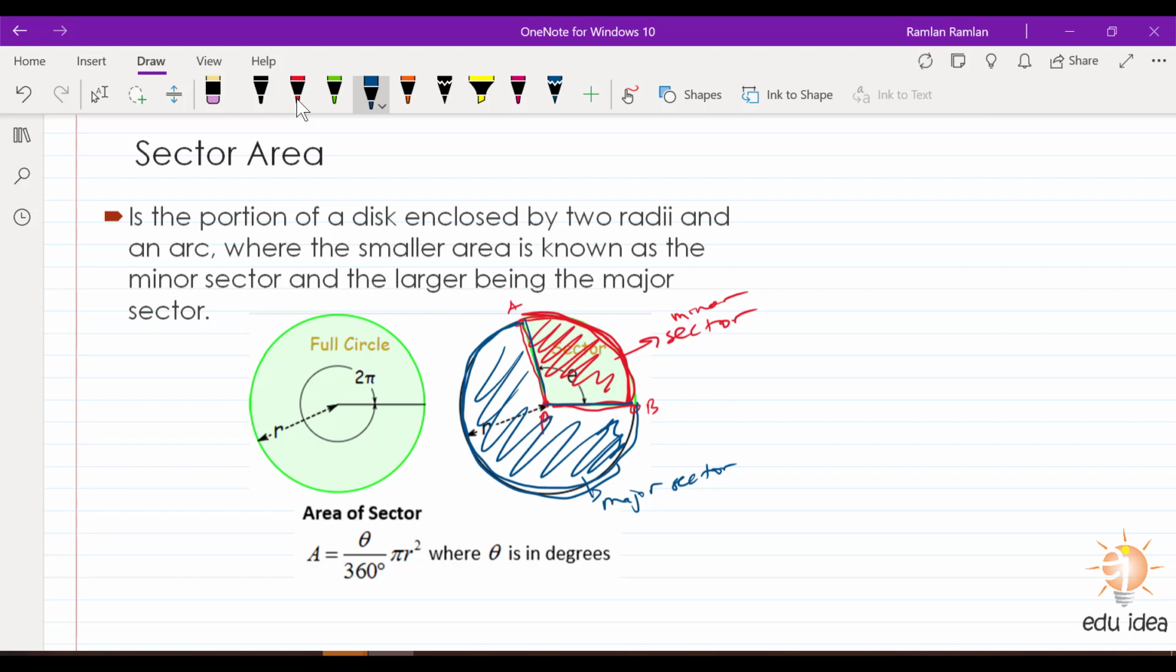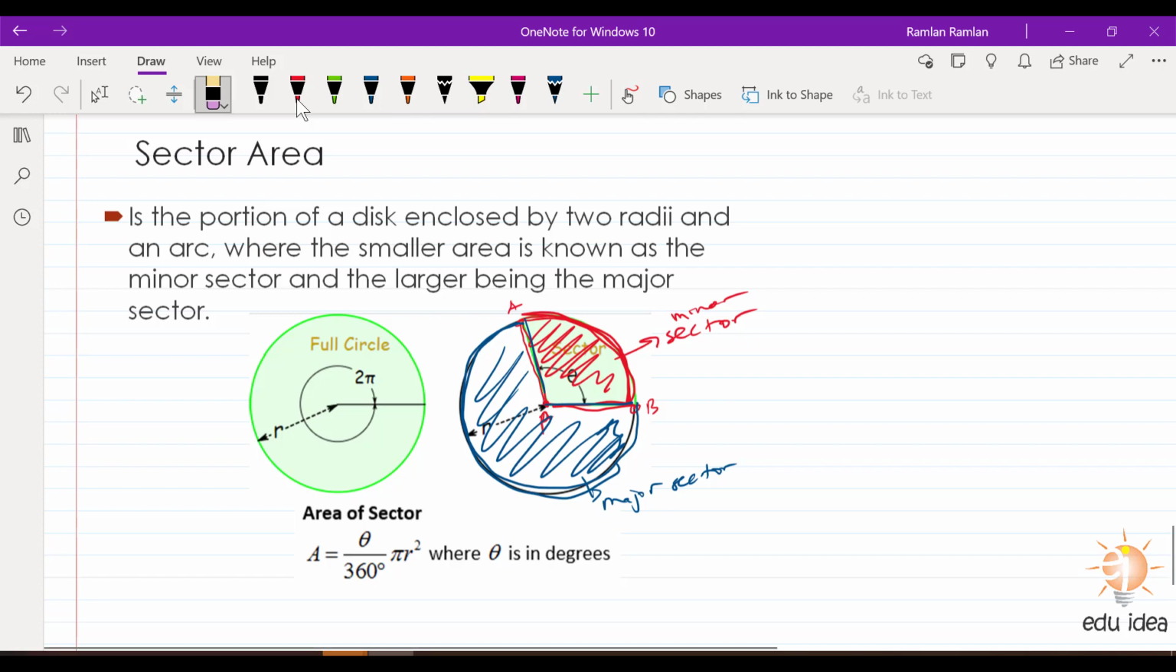So in here, how about calculating the sector? Again, this is almost the same thing as the arc length. While the arc length is part of the circumference of a circle, a sector is part of the area of the circle.